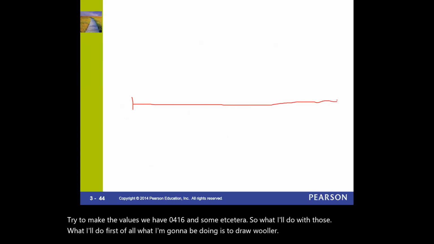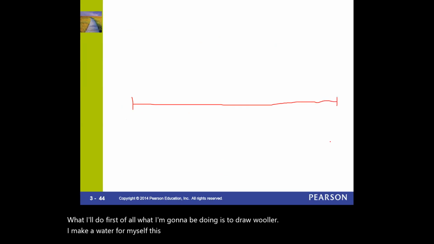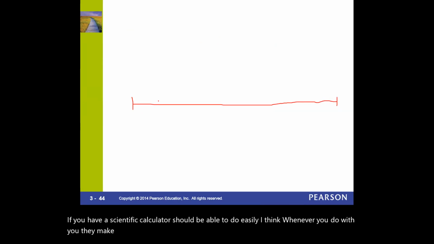I make a ruler for myself. This is because I'm doing it by hand. If you have a scientific calculator, you should be able to do it easily. I think whenever you do the review, they should give you an idea how to do it.